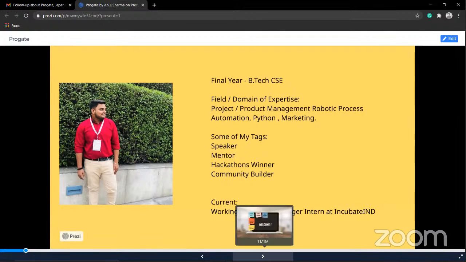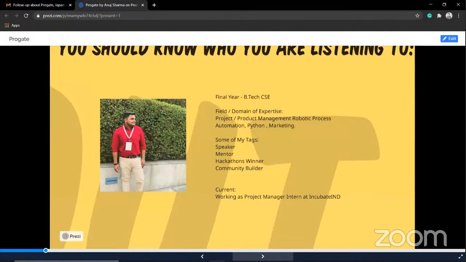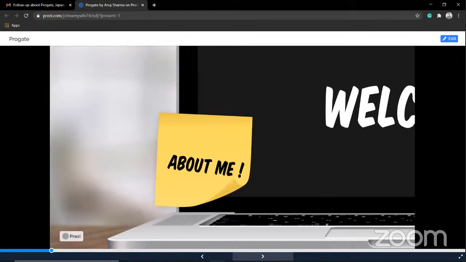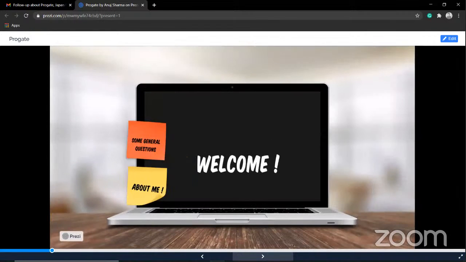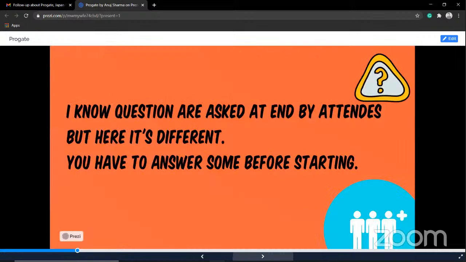So before starting, I would like to take a few general questions. Generally, we all know that attendees ask questions at the end, but it's different. So first of all, just let me know in the chat screen which year and branch you guys are from, so I can have a rough estimate about the crowd which is attending this session right now. So just write over here your year and branch.